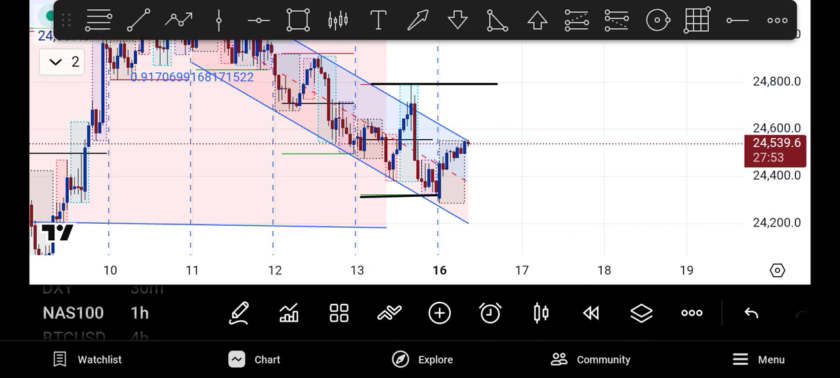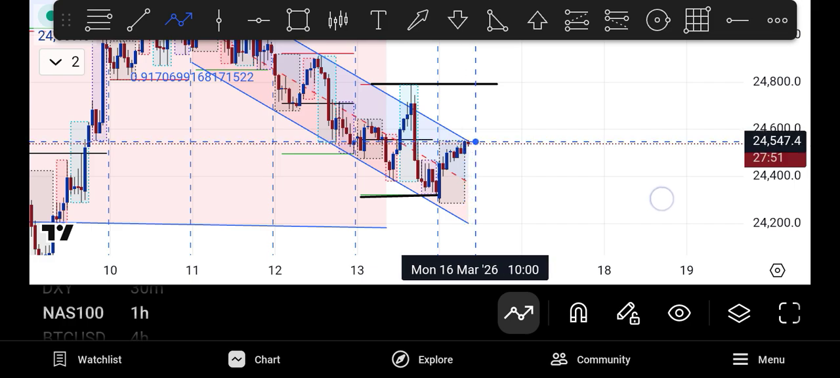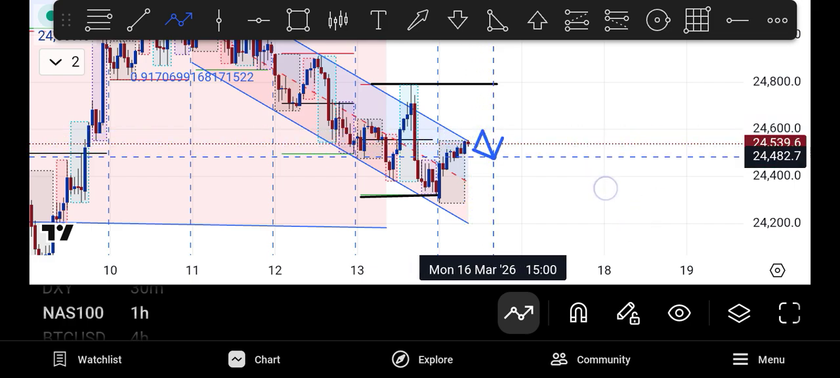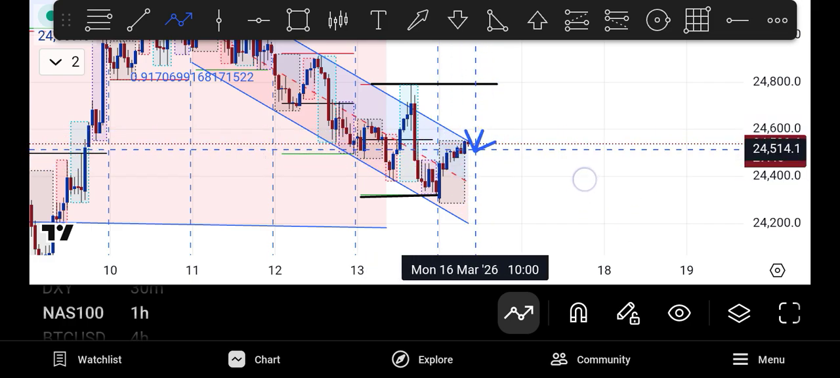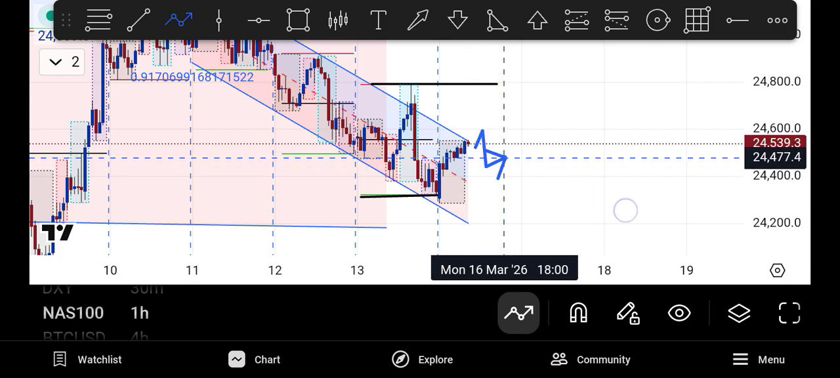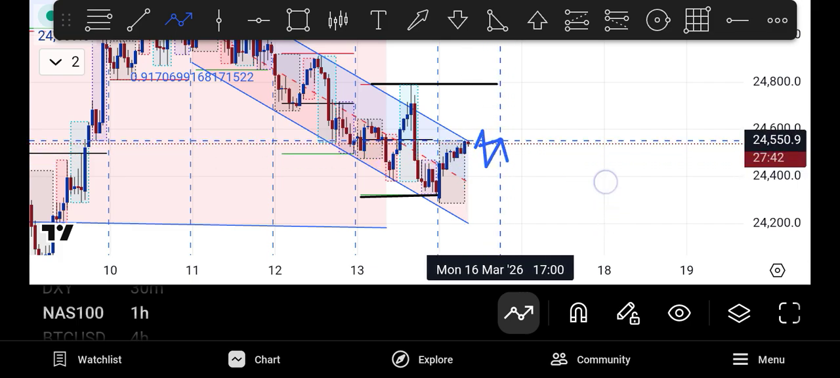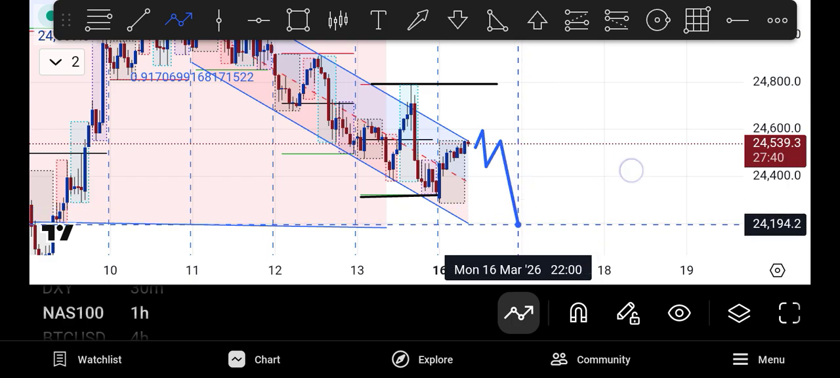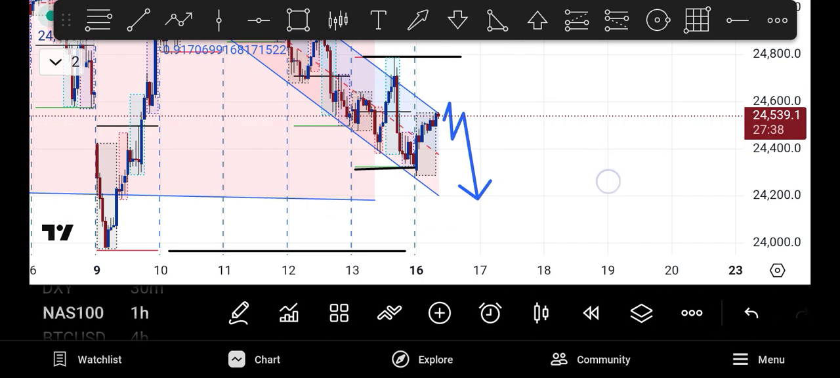Oops, let me just do it. I'd like for Asian session to be taken out, and then maybe take out some of these lows over here, showing me a change of character on the lower time frames, and then continue going down with this one, guys. That's what I'm looking for on Nasdaq.